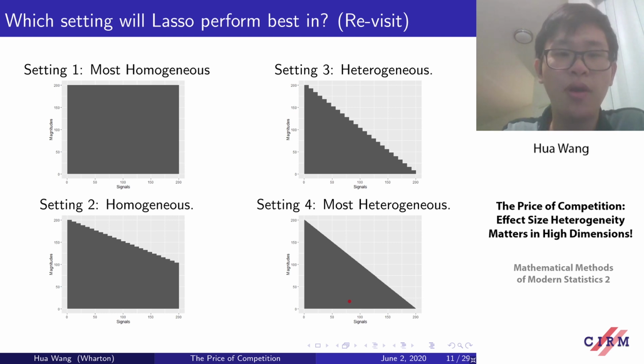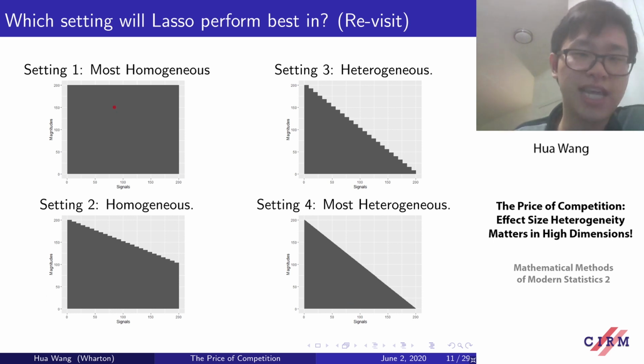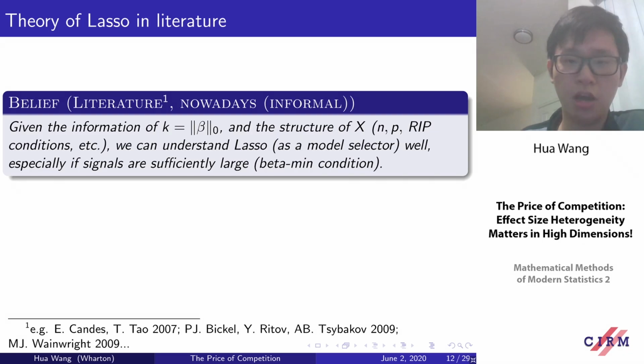But this time, I will give each setting a new name. So even though in the first setting all the signals are the strongest, it's also the most homogeneous case. And setting 4 is the most heterogeneous case. And to explain this phenomenon, I will use the heterogeneity of the effect size to explain why setting 4 performs the best.